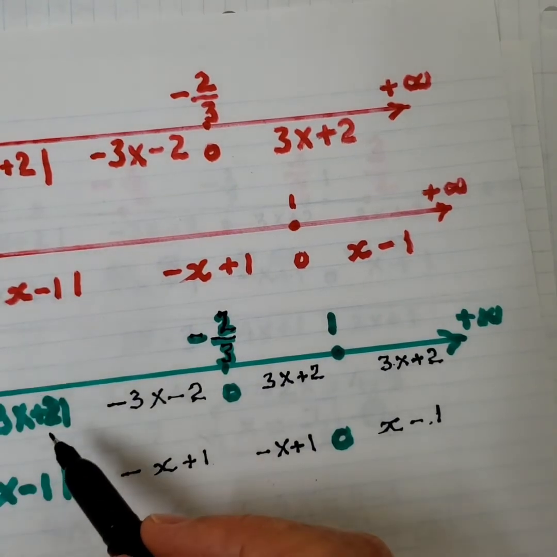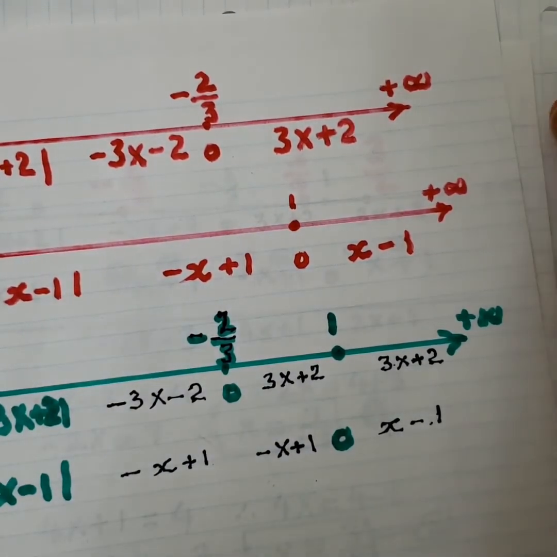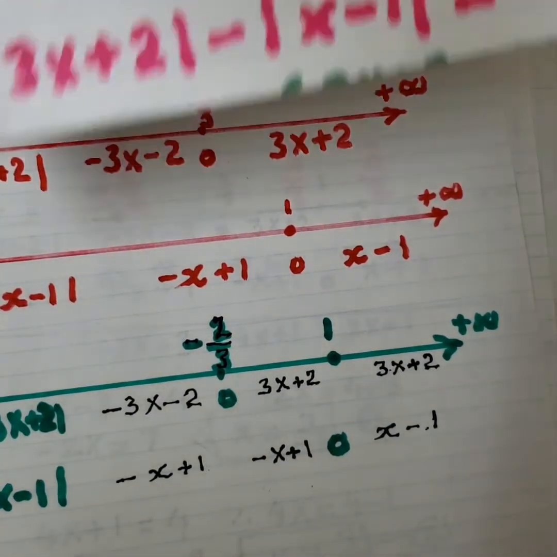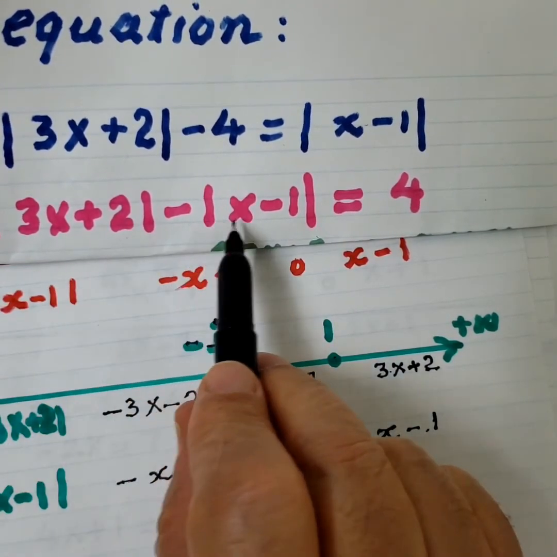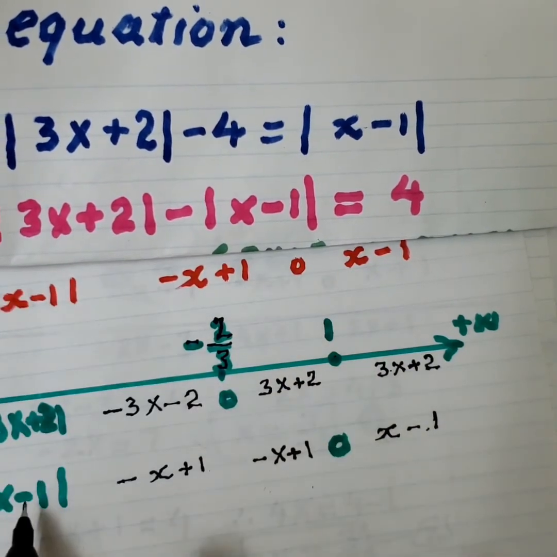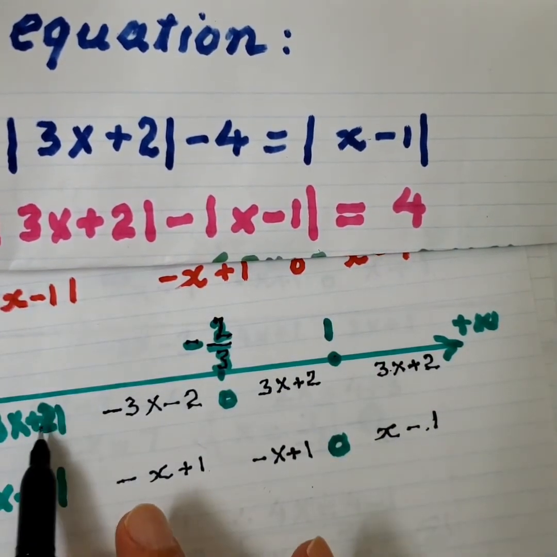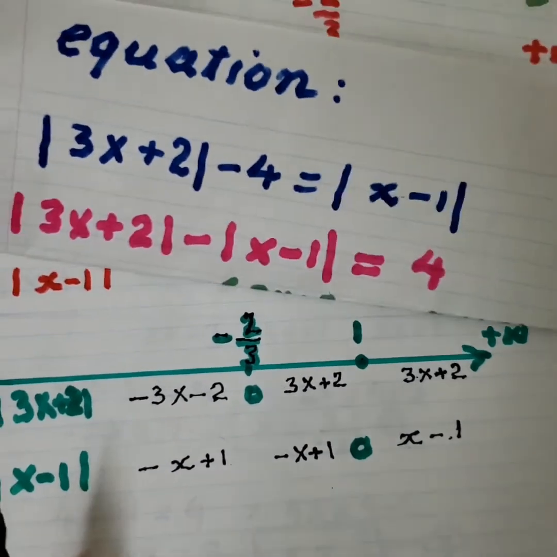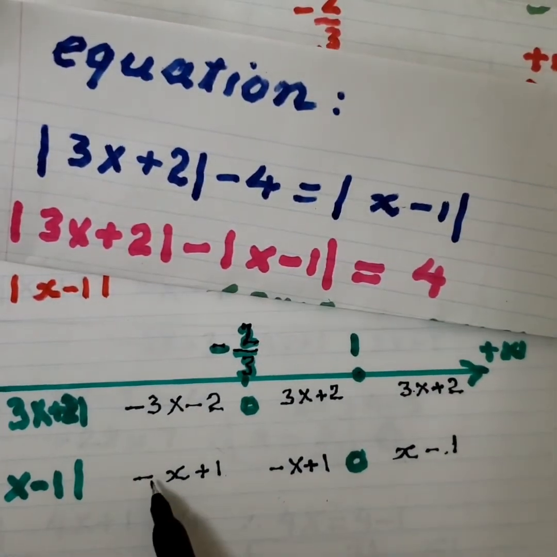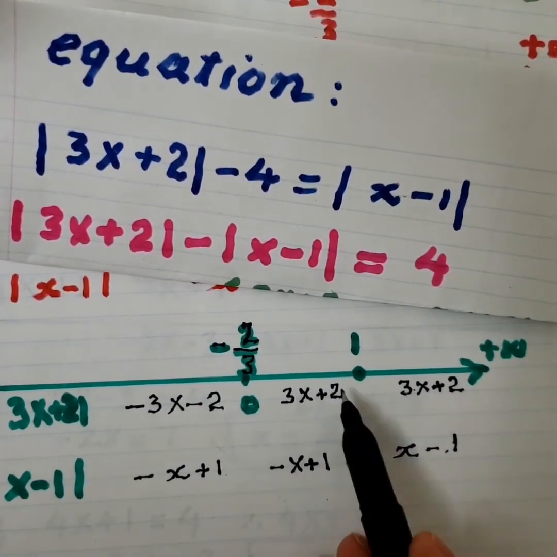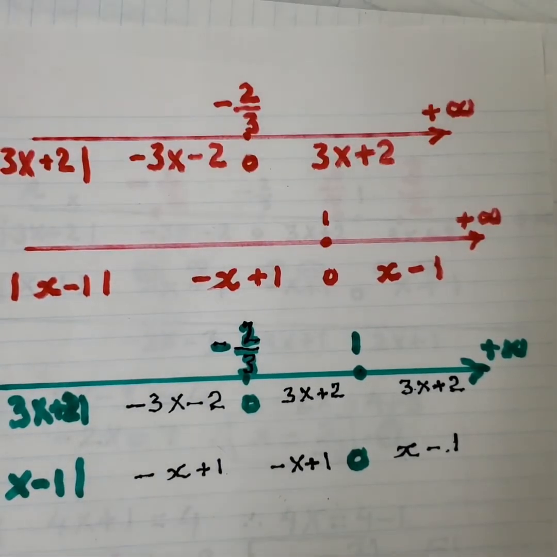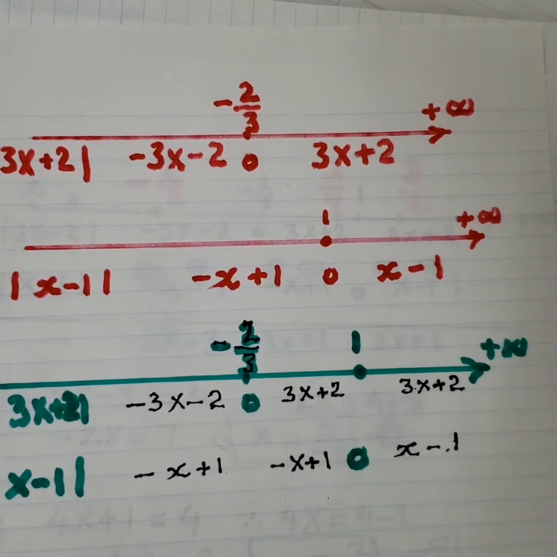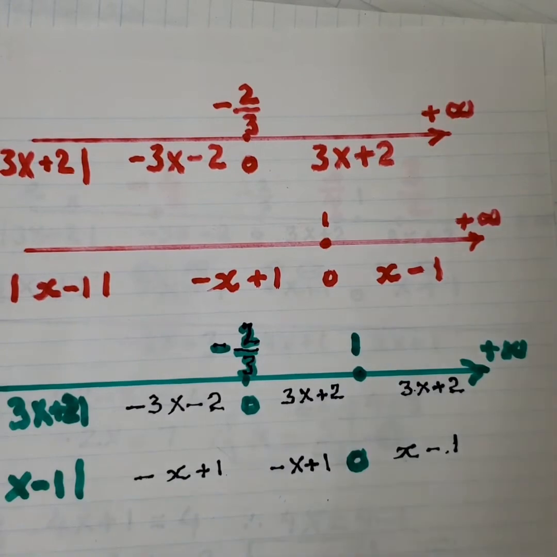Now, as you know from the equation we have, there's subtraction here between the two absolute values. So that means I will subtract this result from this result. That means I will subtract this from this, subtract this from this, subtract this from this. So instead of making subtraction, we can just change the sign and go to addition.